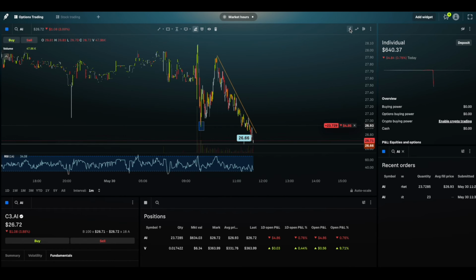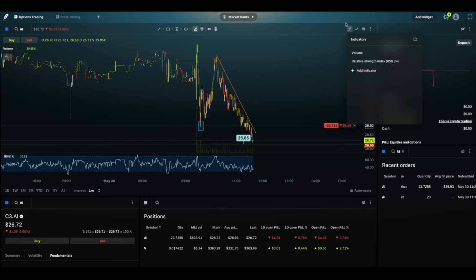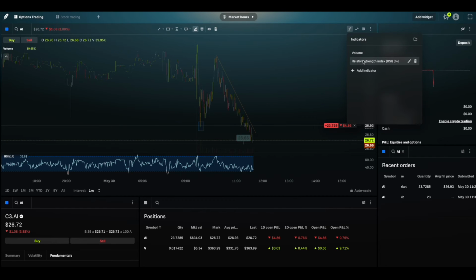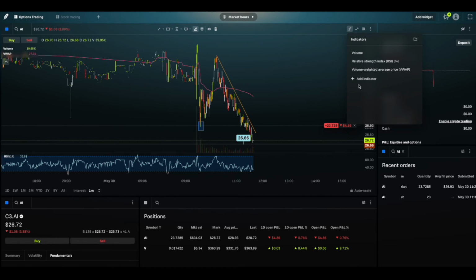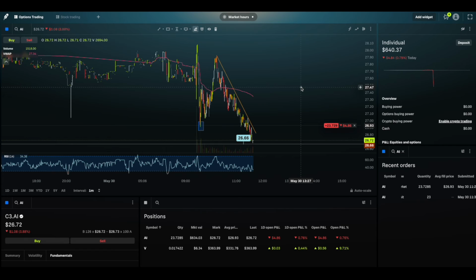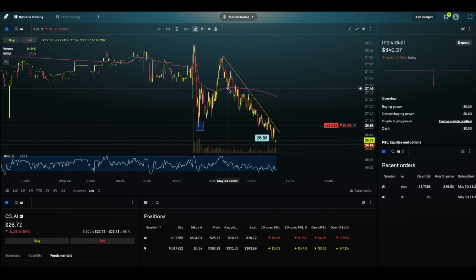Now I want to see, can we add indicators? We need to be able to add some, there we go. So indicators. So we have RSI up already. Let's see if we can add some indicators because I think that would be helpful. So we're going to add in volume weighted average price. So here is your volume weighted average price, which is 27.35. So it's trading well below that, indicating more selling pressure.